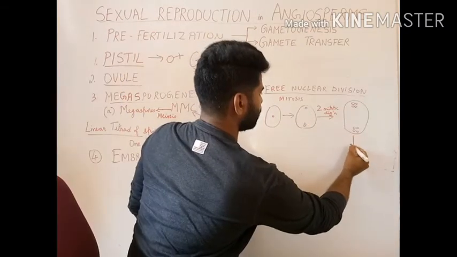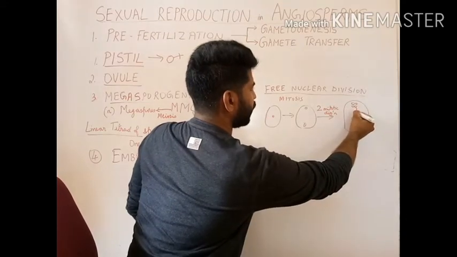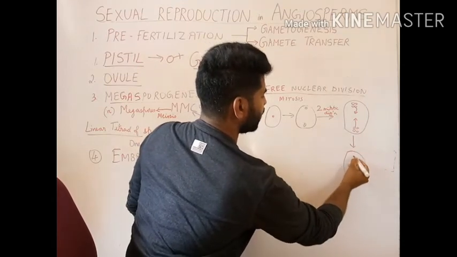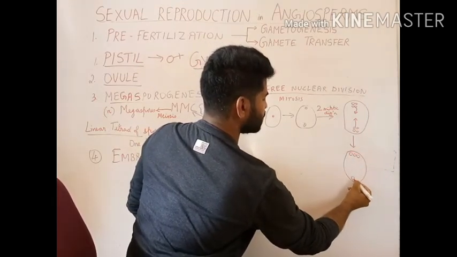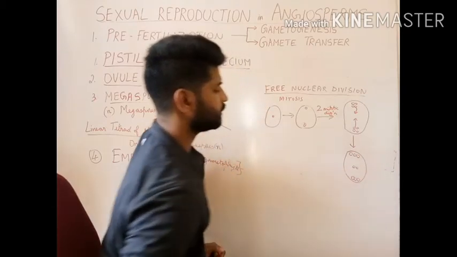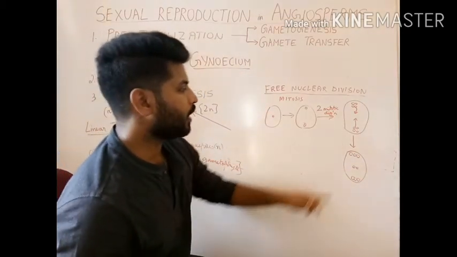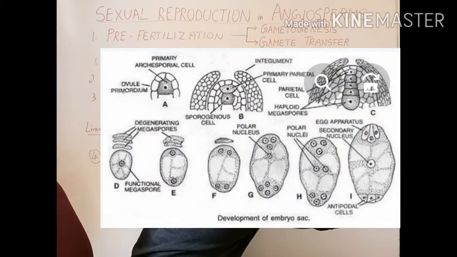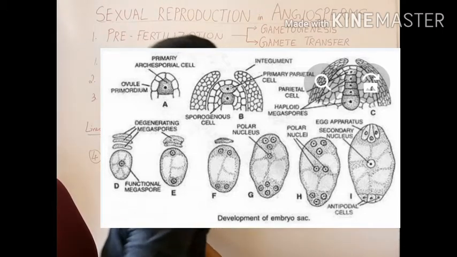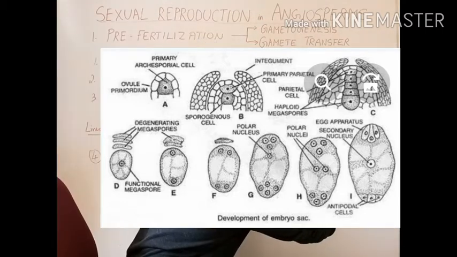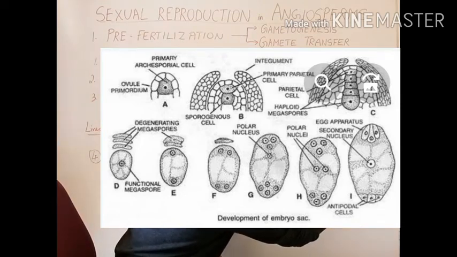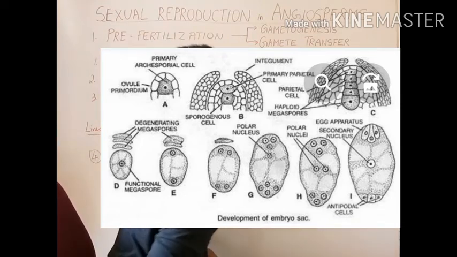Then one nucleus each from one of the poles will come to the center. So migration will take place. So there are 3 cells here and 2 nuclei in the center. After this, cell wall formation will take place. Till now, cell wall formation has not taken place. Now, each nucleus is surrounded by a cell wall. And in the center, there are 2 nuclei. They are also surrounded by a wall.